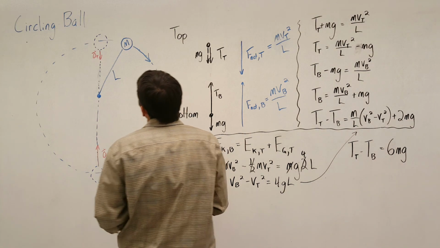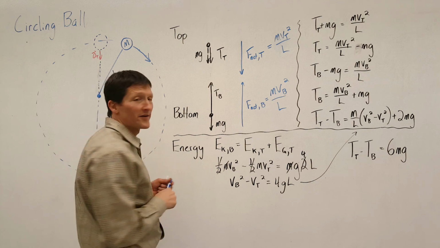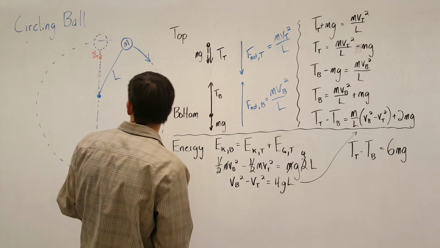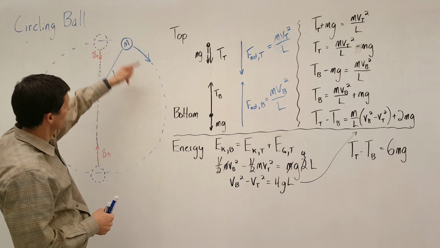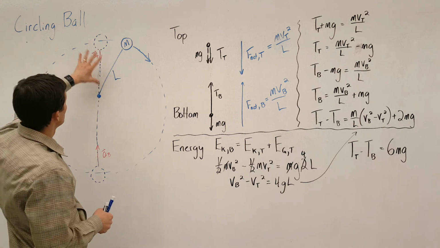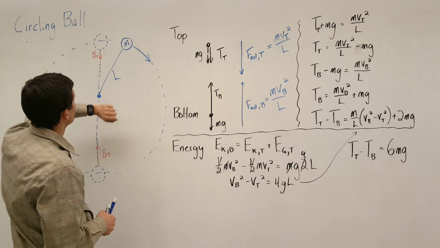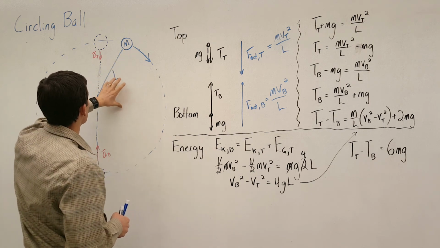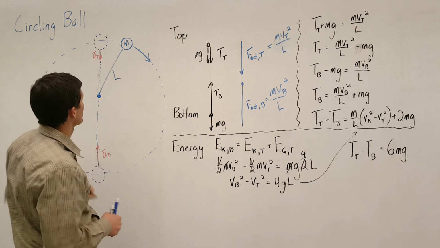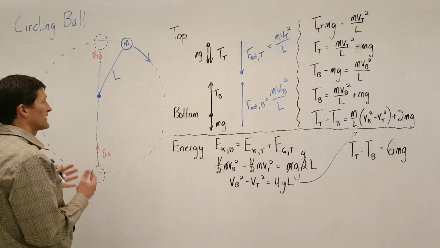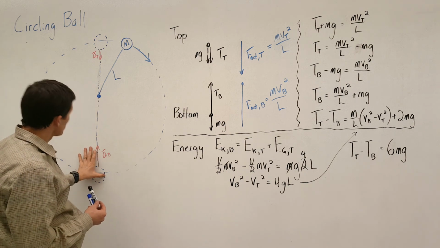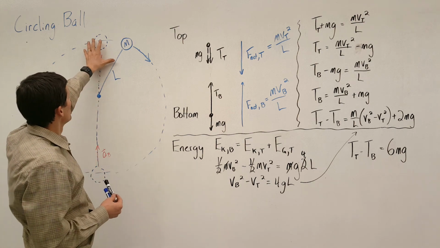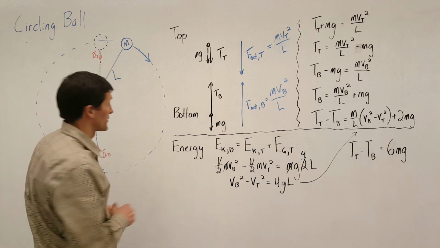Okay, so this is the circling ball problem on Mastering Physics, and the question asks, if you have a ball that's moving in a vertical circle on a string, the ball has a mass of m and the string length is L, then the question is asking about the difference in the tension at the bottom of the circle compared to the tension when the ball's at the top of the circle.